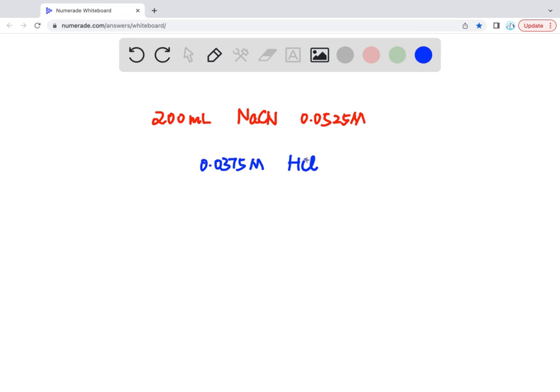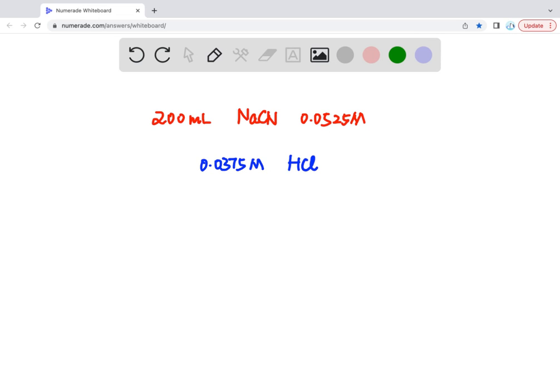Okay, determine the pH at the equivalence point for the titration of 200 milliliters of the sodium cyanide. The concentration is 0.0525 molar. And you're going to use 0.0375 molar of the HCl to do the titration.